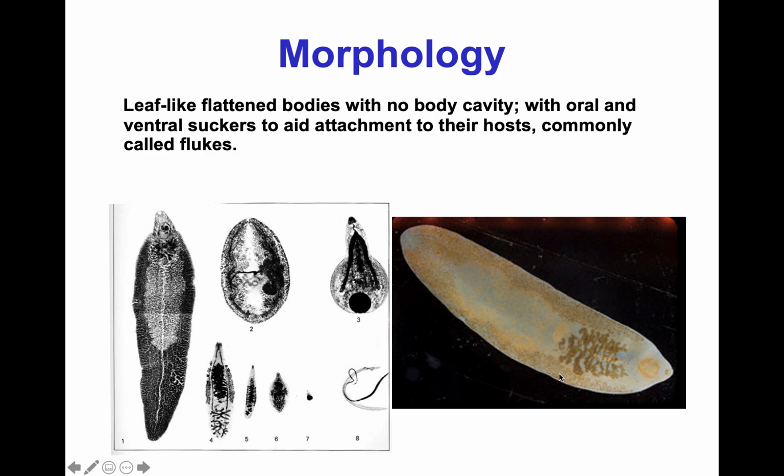Some general features of the trematode. They have leaf-like flattened bodies with no body cavity. They have oral and ventral suckers to attach to their host, so commonly they are called flukes. On the left you can see different shapes and sizes of flukes. They are all very flat, and they all have suckers to attach to the host.